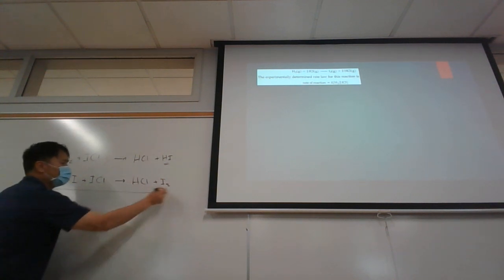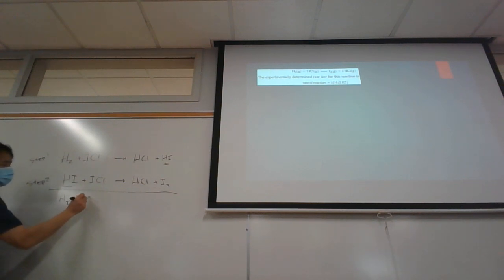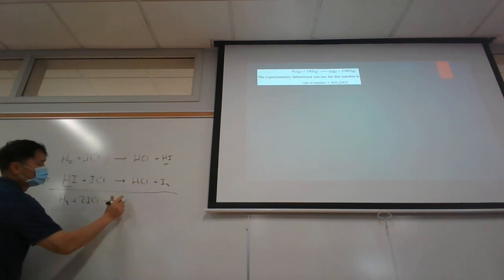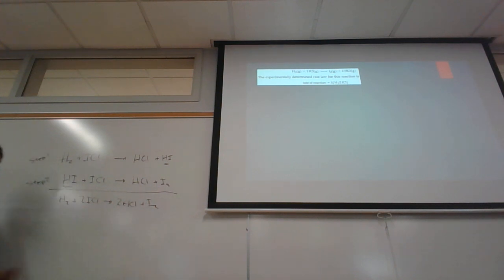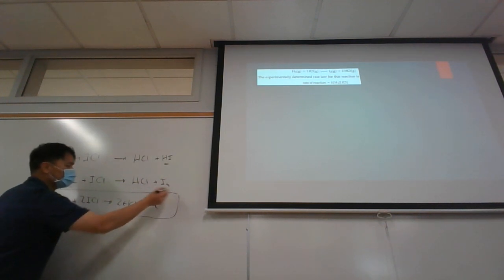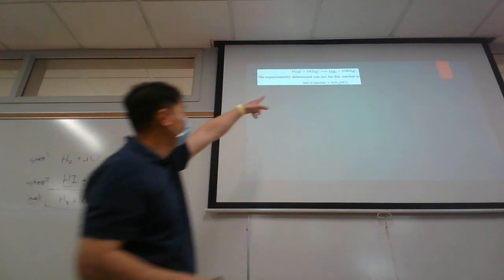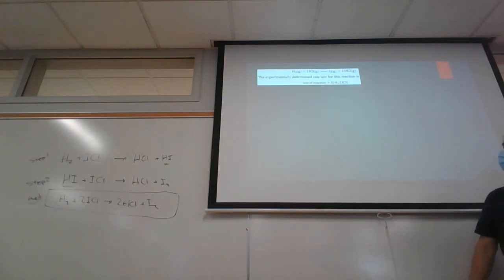Then when we combine these two steps, this will be step 1, this will be step 2, the HI cancels. What we end up with is H2 plus 2 ICl yields 2 HCl and an I2. And so this is a plausible mechanism. For a plausible mechanism, the net reaction has to agree with the given reaction. The net reaction from my mechanism agrees. And then the rate has to agree.